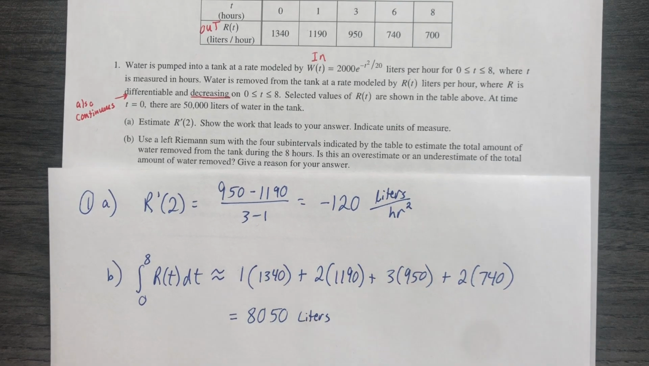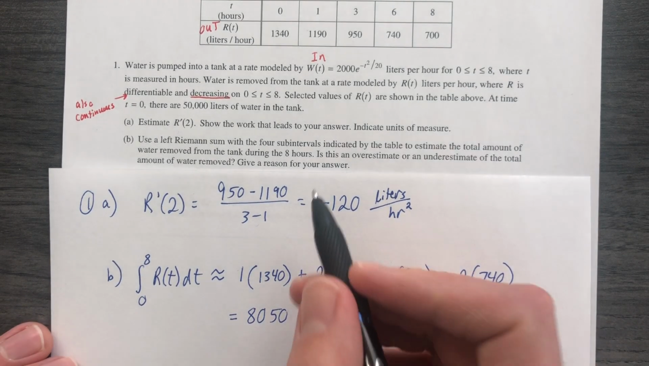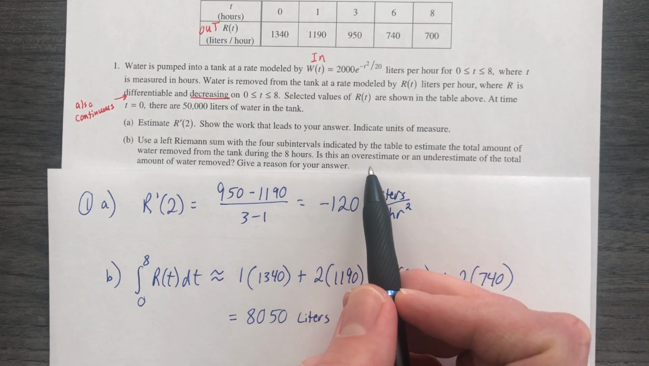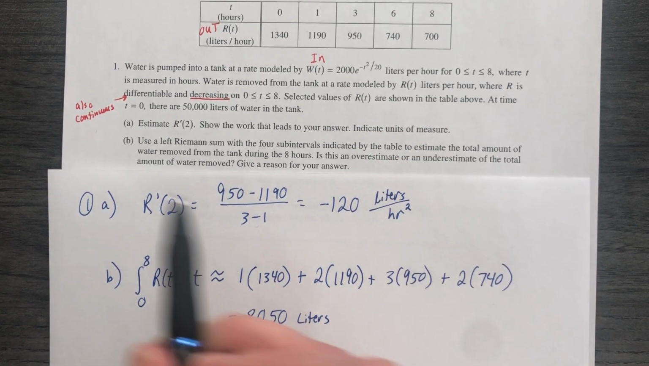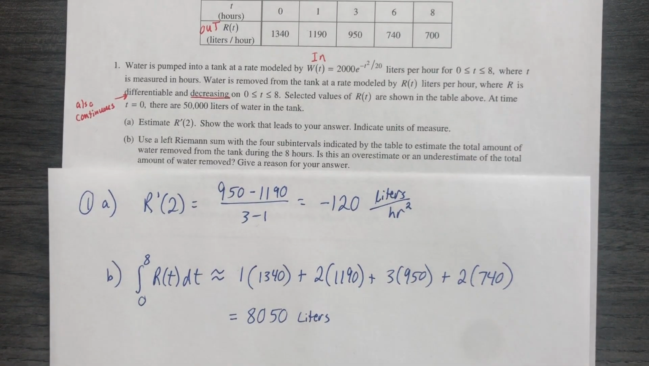Okay, I have not finished part B yet, so we only read the first sentence. Here we go. Is this an overestimate or an underestimate of the total amount of water removed? And give a reason for your answer. Ha, glad you asked. There we go.